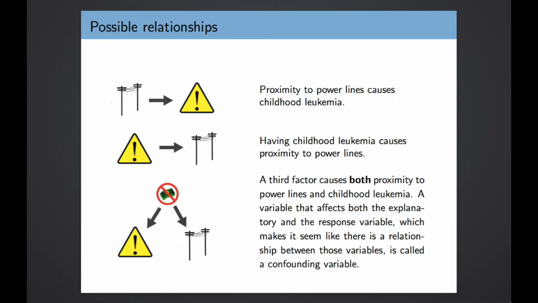And another possibility that we need to consider is whether a third factor causes both proximity to power lines and childhood leukemia. Is there another variable out there that is positively related both to proximity to power lines and to the incidence of this childhood cancer? A variable that affects both the explanatory variable and the response variable at the same time is called a confounder. And when a confounder is present, this can make it look like there's a relationship between the explanatory variable and the response variable, when in reality those things aren't related to each other causally at all.